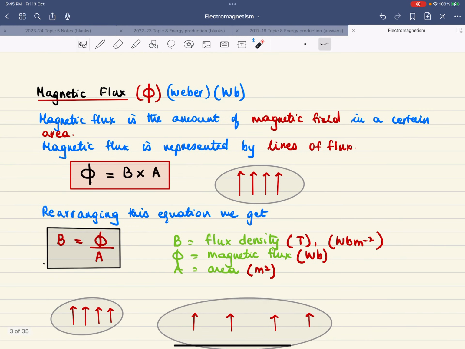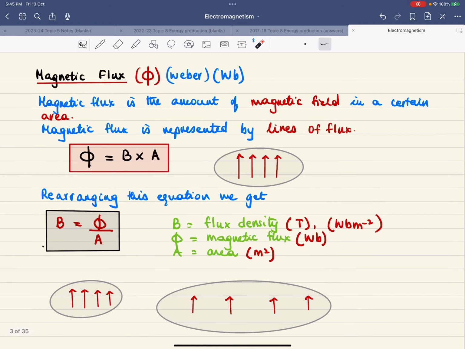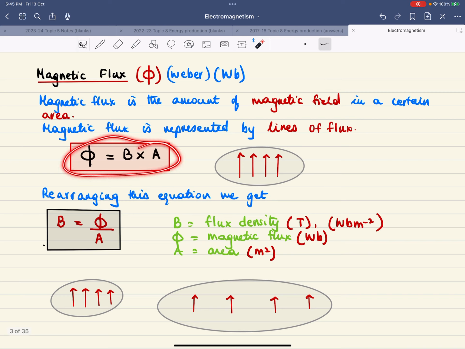Okay. Now, there's a term called magnetic flux, which is measured in Webers, and it is the amount of magnetic field in a certain area. And the magnetic flux is represented by lines of flux. Now, rearranging this equation, so this is the equation for magnetic flux, you get B, also called flux density, which is equal to the magnetic flux divided by the area.